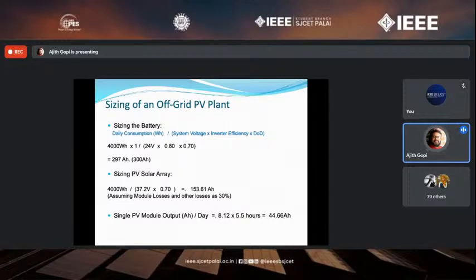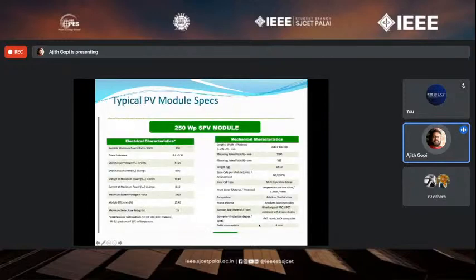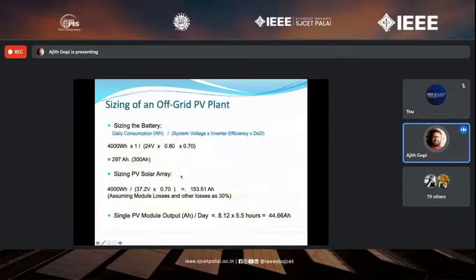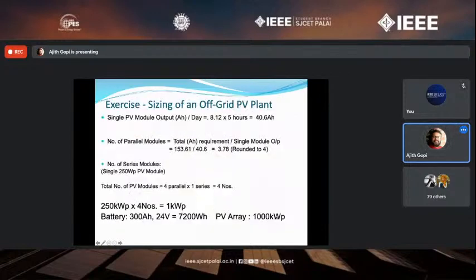This is the total ampere hour requirement. I'm just assuming a solar PV module output per day. I'm taking a typical old PV module of 250 watt peak. From here, I'm taking the short circuit current, 8.96, and I took IMP, I think. Roughly this comes to that value also, around 44, 45. So for a single PV module output, I am getting 40.6.